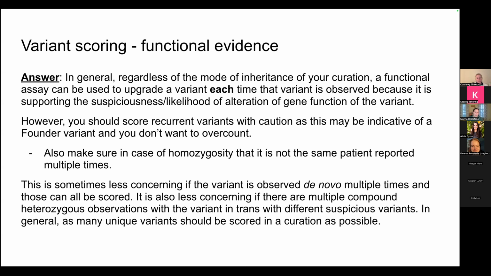Scoring a recurrent variant is sometimes less concerning if the variant's observed de novo multiple times, and I think these can all be scored. It's also less concerning if there are multiple compound heterozygous observations with a variant in trans with different suspicious variants. However, in general, when possible, as many unique variants should be scored in a curation as possible, although we know that in some curations of really rare conditions, this can be a limiting factor. So we recognize that you might have to score recurrent variants, just use caution.